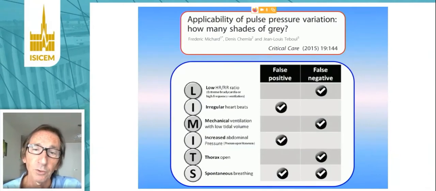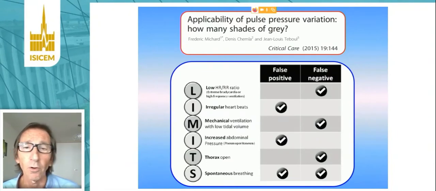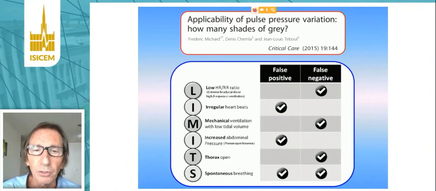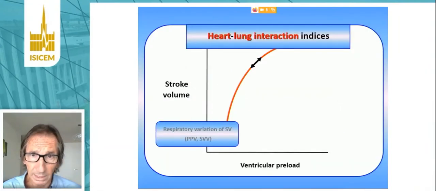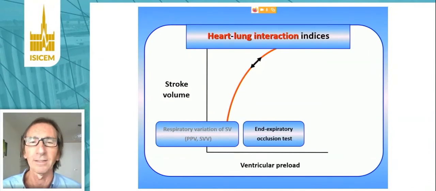Unfortunately, in patients hospitalized in the ICU, there are many limitations to use pulse pressure variation or stroke volume variation at the bedside, because we have some cases of false negative or false positive in many situations. This is why other tests have been proposed, and for example, the expiratory occlusion test.